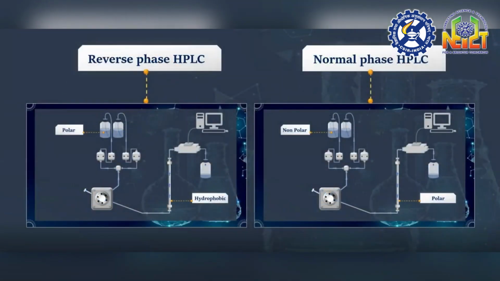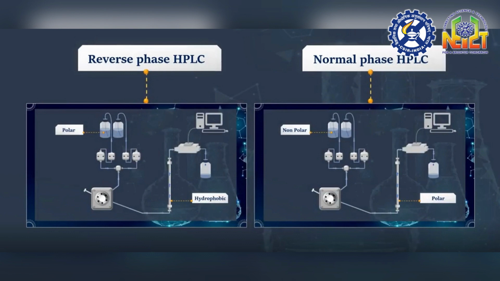This separation can be carried out according to which type of HPLC is used. There are two main types of HPLC, reverse and normal phase. Reverse phase has a non-polar stationary phase and a polar mobile phase. In this case, the more hydrophobic the analytes are, the more they will be retained in the stationary phase, and the more polar they are, the more they will prefer the mobile phase.